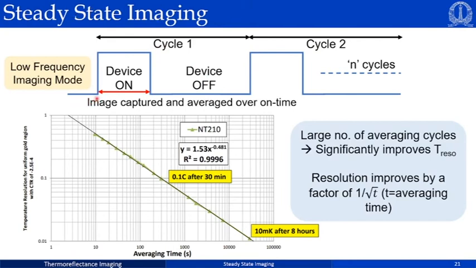Remember that here it is time averaged. The image that you are getting is a steady state value, because the device is on for tens of seconds, hundreds of seconds, and the image is averaged over that time scale.